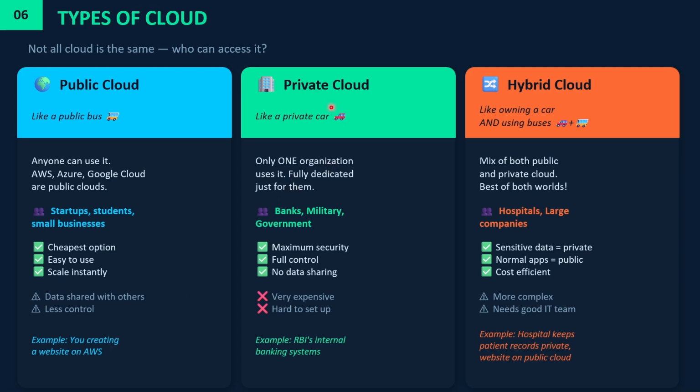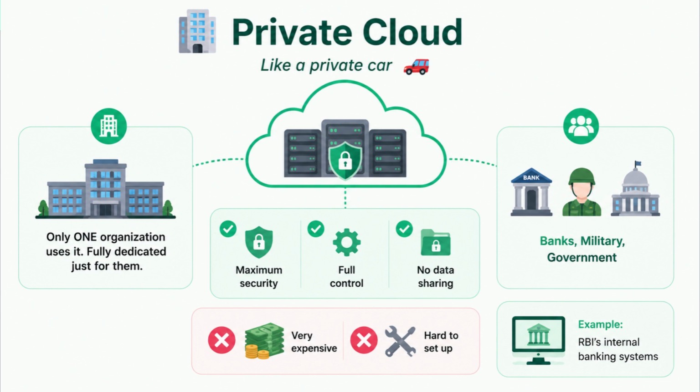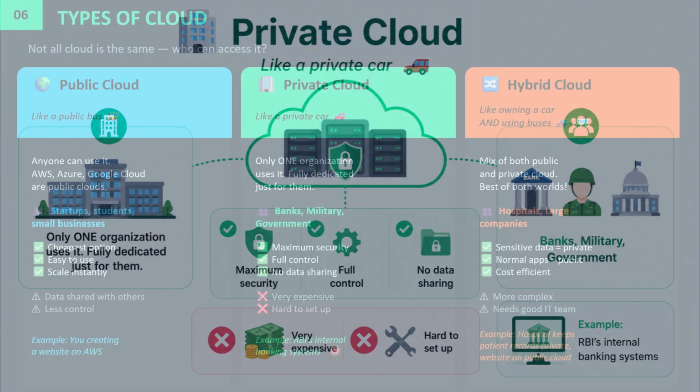Other than that, we have the private cloud. It's like a private car. Only one organization uses it, fully dedicated just for them. It is used by banks, military and government. It offers maximum security and full control, and also no data sharing. But it's very expensive and hard to set up. An example is RBI's internal banking system, which is a private cloud.